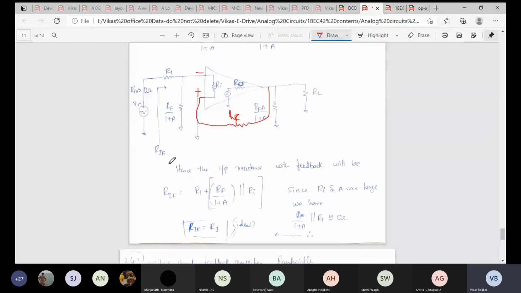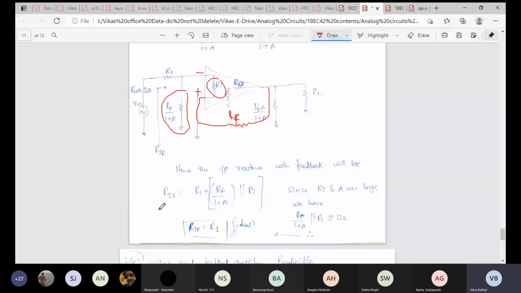Now just look over here. Since I am interested in finding RIF, that is the input resistance with feedback, looking from the input side into the op amp, if I look clearly, I can see that this resistance RF divided by 1 plus A, and Ri, are in parallel, and these two in turn are in series with R1. So the expression is RF divided by 1 plus A, in parallel with Ri, whole series with R1. If I just do that, the job is done. That itself gives us the input resistance of the voltage shunt feedback amplifier with feedback.